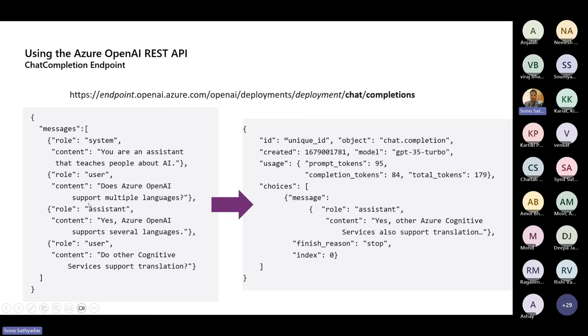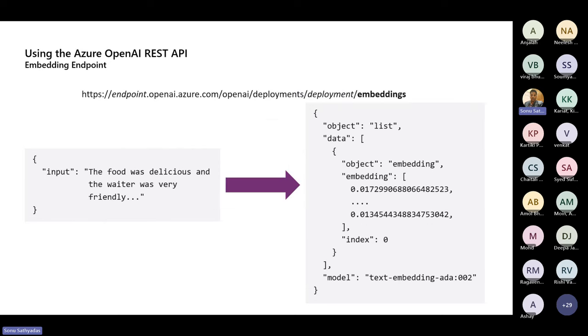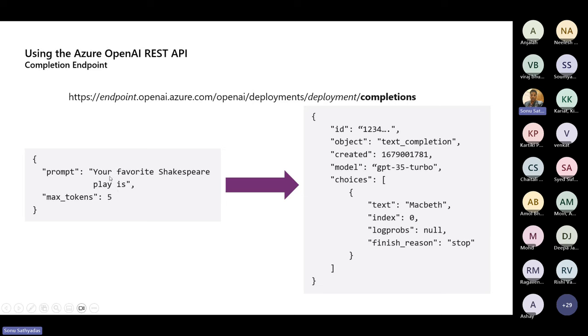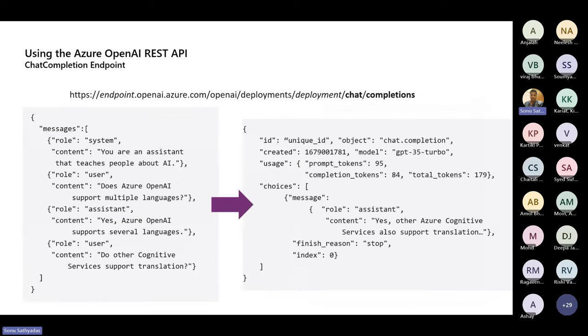So this is an example prompt. The role is user, and there is a prompt, and the role assistant, and there is a response. In the same format, we are expecting an answer for this question also: the role user, and the content is, do other cognitive services support translation? And the message coming here from the assistant, we can see the role assistant, and the content is yes, other Azure services also support translation and so on. So this is the chat completions message structure. If you see, the completions message structure is very simple, just a prompt and a text. But in chat completion, it's just like a proper chat: a system message, user message, assistant response, again user message, and then the assistant's response, and it goes like that.